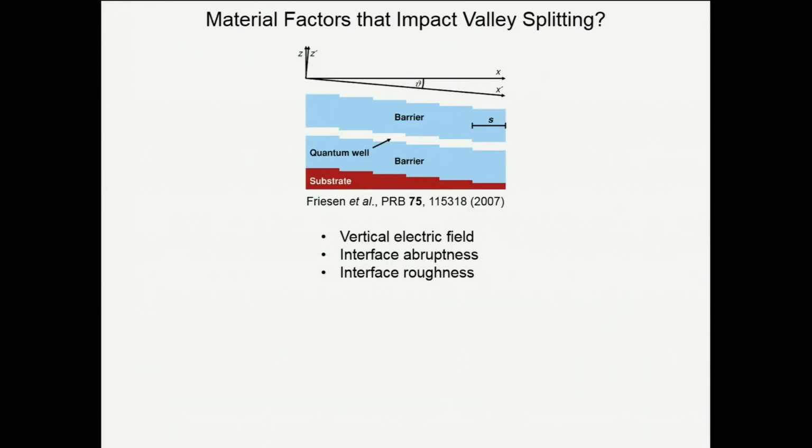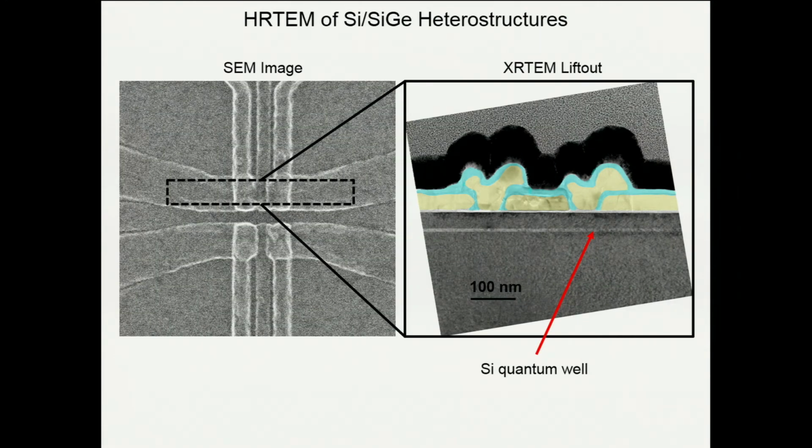All right, what do we think could be impacting valley splitting? Well, it's known that increasing the electric field is good for valley splitting. It's known that interface abruptness is a problem, interface roughness is a problem. And we've therefore begun to look a little bit deeper at the materials physics associated with our devices. This is a silicon quantum well, and you can see the gate electrodes that we use to make our device on top of it. And we're curious, how clean is this interface, the silicon quantum well?